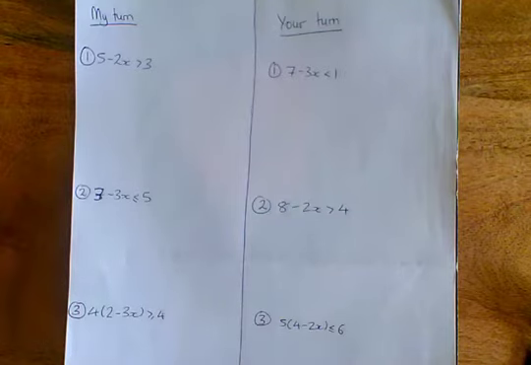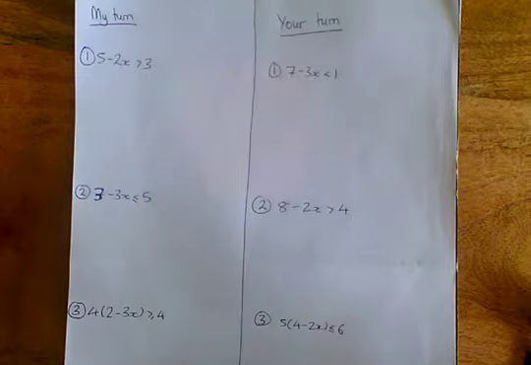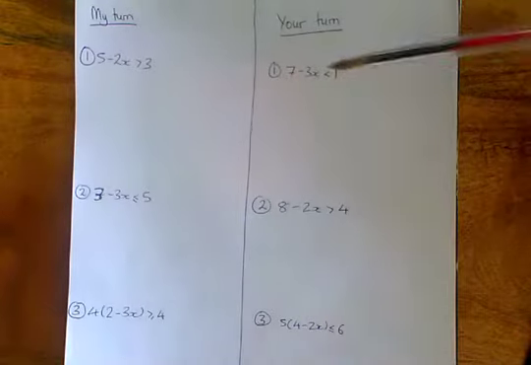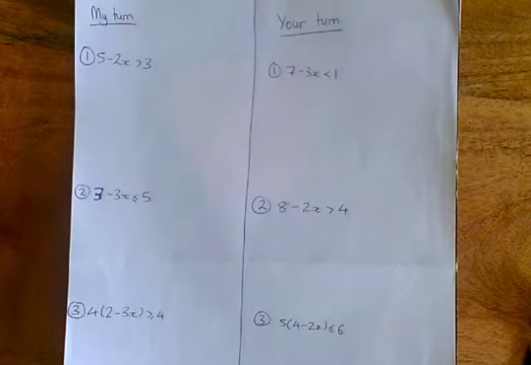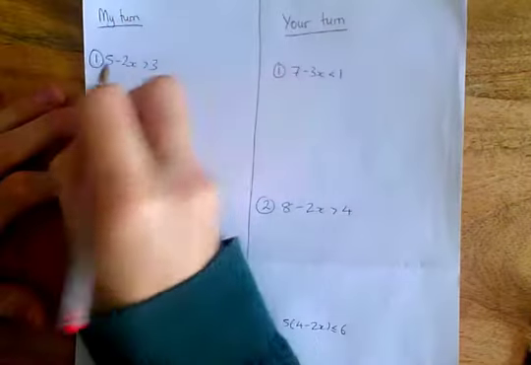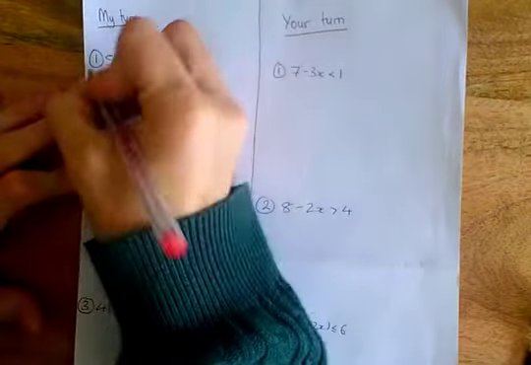Okay, so today we're going to have a look at inequalities, but we're going to have a look at what happens when you have a negative coefficient in front of x. So there are a couple of different ways in which you might want to do this. I'll show you both methods on the first example, and then you can pick which one you think is best for you. So on the first question, we've got 5 minus 2x is greater than 3.